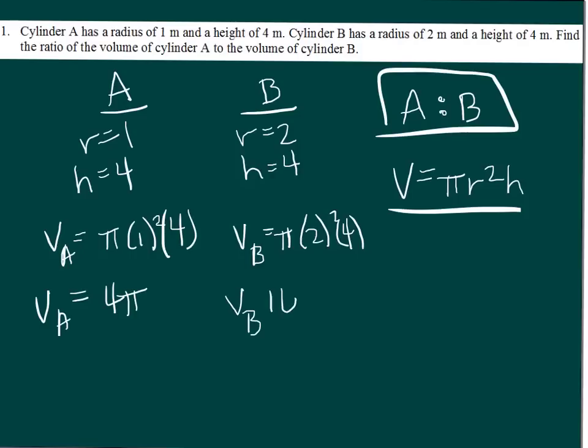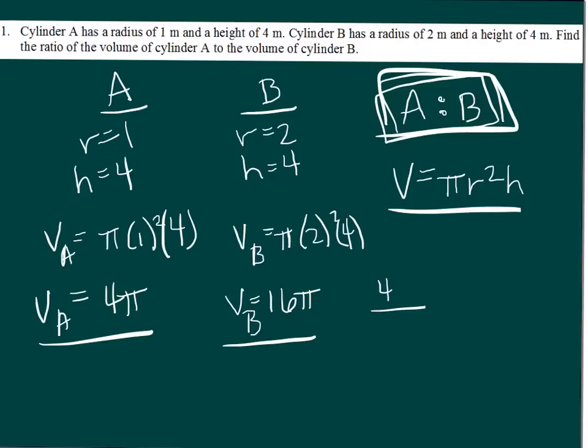So I've got my two volumes, which is a good start. Now I need to find the ratio of A to B. I can either write it in ratio form with a colon, or, so that I make sure I'm simplifying properly, I'm going to put A over B. A to B. Now this simplifies though.